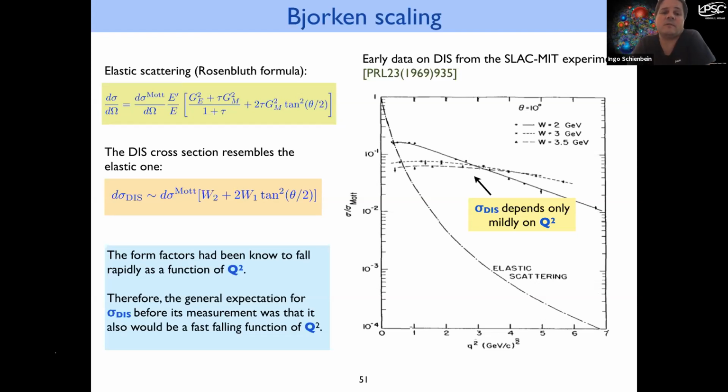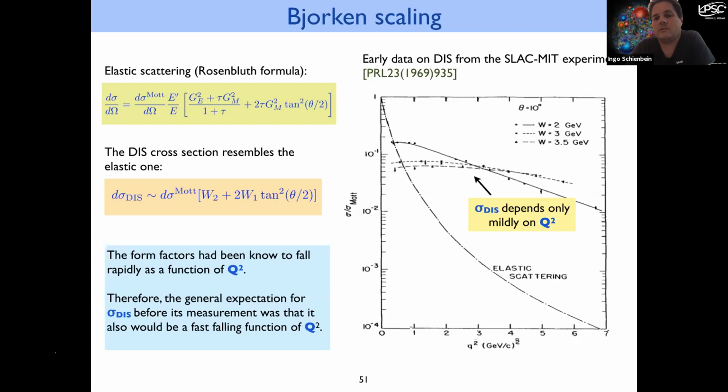And the idea was that W2 and W1 would be steeply falling with Q square. Now on the right, you see the data from an early SLAC experiment. So the cross-section divided by the Mott cross-section as a function of Q square.